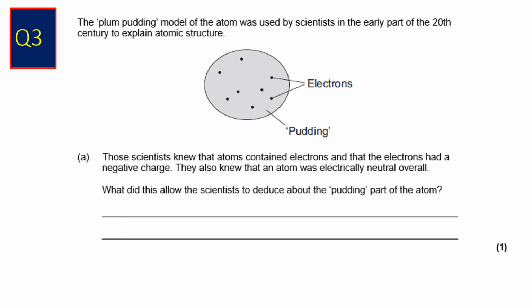So part A. Those scientists knew that atoms contained electrons and that the electrons had a negative charge. They also knew that the atom was electrically neutral overall. What did this allow scientists to deduce about the pudding part of the atom? I may have already given that bit away there, but have a think and write down your ideas.